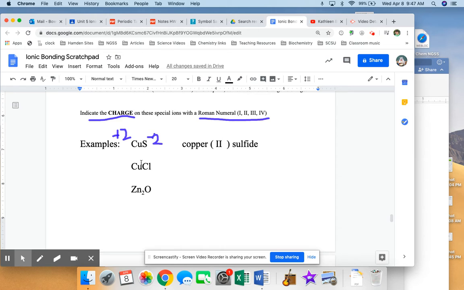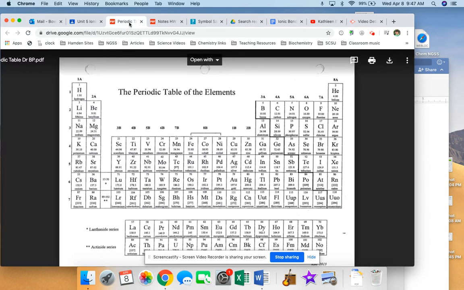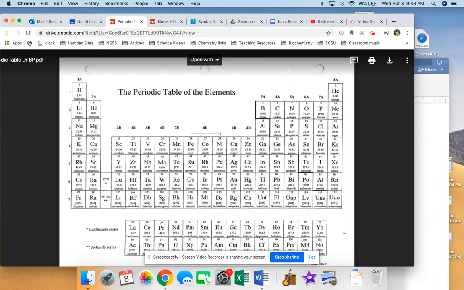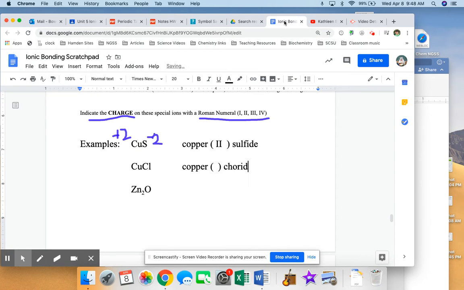CuCl. Here's our Cu, it's copper again. How do I know whether it's going to need a Roman numeral? If it's in the D block, here's copper. It's in the D block, so it's going to need a Roman numeral. So I'm going to leave some space for our Roman numeral. Cl is chlorine, and that becomes chloride. Chloride. Now let's figure out the charge.